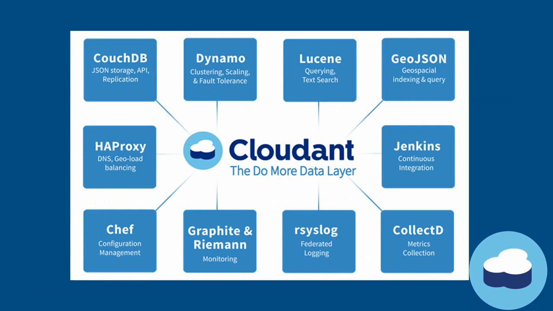We have Connectivity for metrics collection, RSyslog for federated logging using Facebook, Google, and other things, similar to Amazon Cognito. We have Graphite and Rayman monitoring. We have Chef, the configuration management tool. We have HA proxy for DNS geoload balancing.